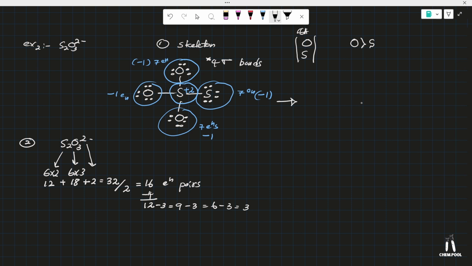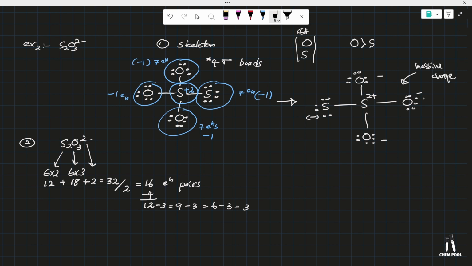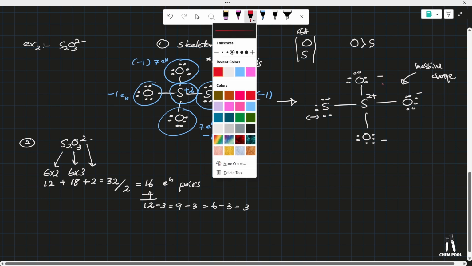Now I write this like this: sulfur, oxygen, and oxygen here negative charge, here negative charge, here negative. Oh, here the sulfur also contains a negative charge. Now what I do, here 2 plus. There is massive charge distribution here, right? Massive charge distribution. Therefore, I minimize these charges by making double and single bonds.